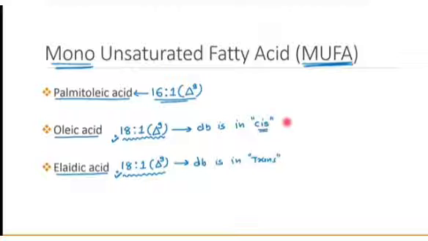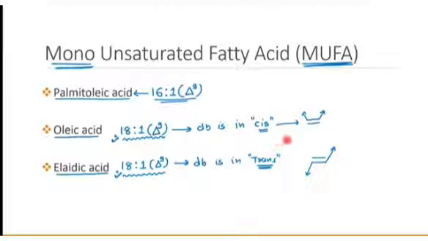What is the meaning of cis configuration? Whenever a double bond is there and the two groups are in the same direction, we call it a cis configuration. When the double bond is there and the groups are in opposite directions, like one group on this side and another on that side, we call it a trans configuration. More information regarding cis and trans will be covered in subsequent lectures.